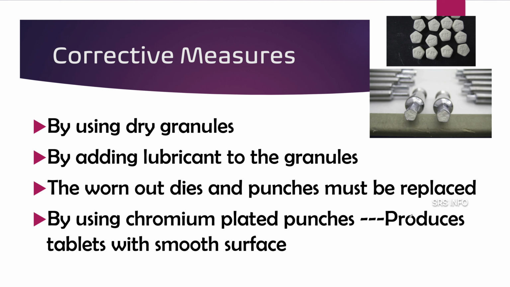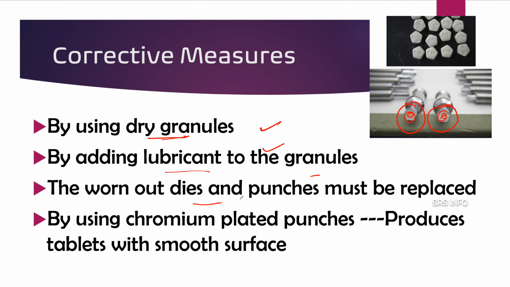What are the corrective measures to avoid sticking and picking? Let's see. See here, this is the lower punch. The granules are adhered on this lower punch, and even on the die there is the possibility of granules adhering. So we use dry granules, meaning properly granulated granules, and add lubricant to the granules. Proper lubrication is also very necessary. Properly granulated and properly lubricated granules are to be used.